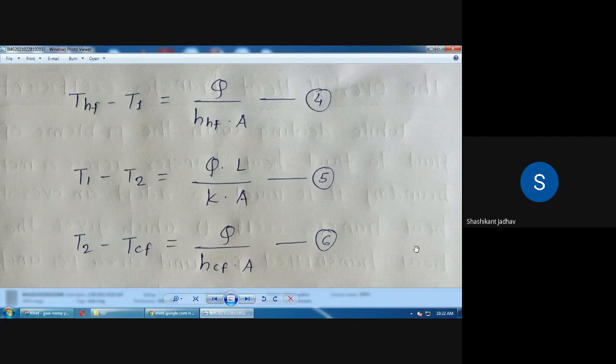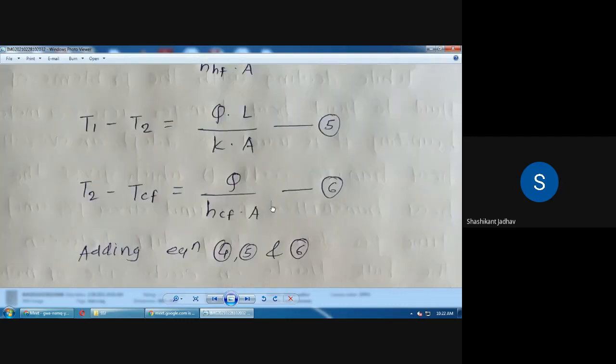Similarly, at the right hand side, if we add these three terms, we take Q by A as common. Then the remaining terms inside are 1 upon HHF, plus L by K, plus 1 upon HCF. So what is our equation? THF minus TCF is equal to Q by A into bracket 1 upon HHF plus L by K plus 1 upon HCF. So add these three equations.